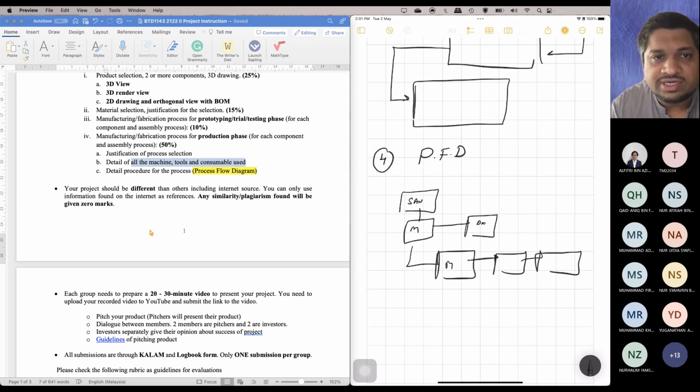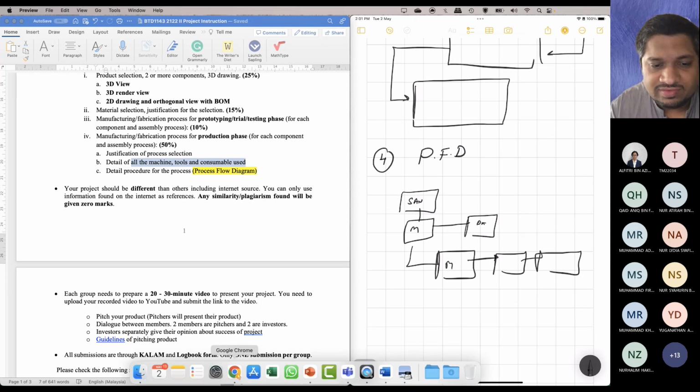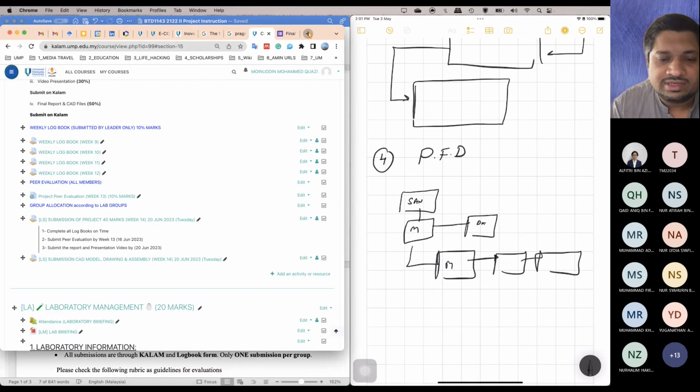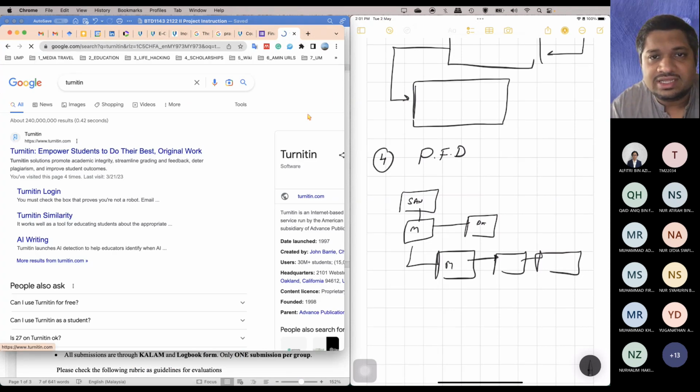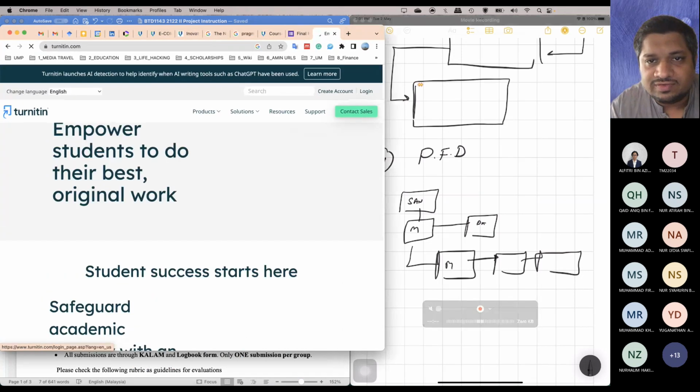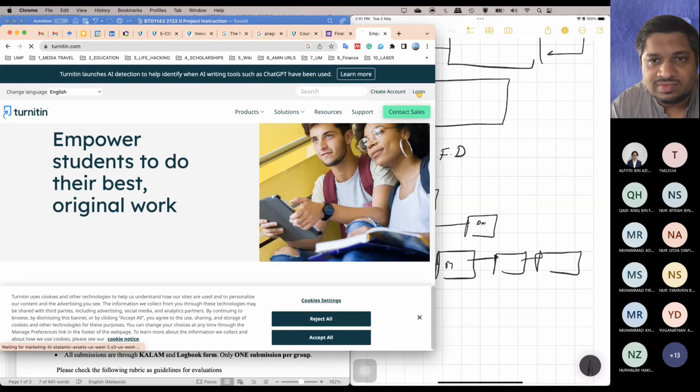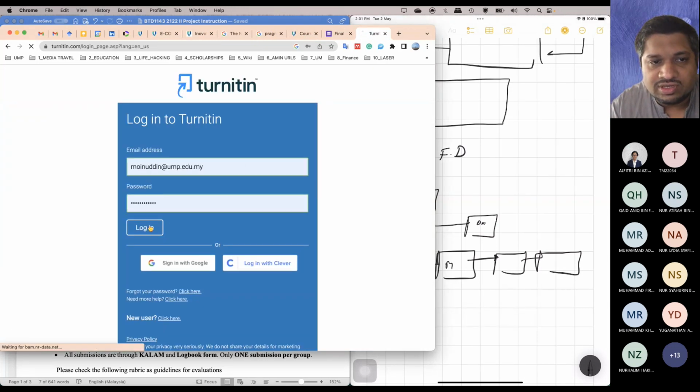a software called Turnitin. So you have to make an account on Turnitin, which is going to check your similarity, whether your report is similar to somebody else's or not. So you log in, make an account on Turnitin.